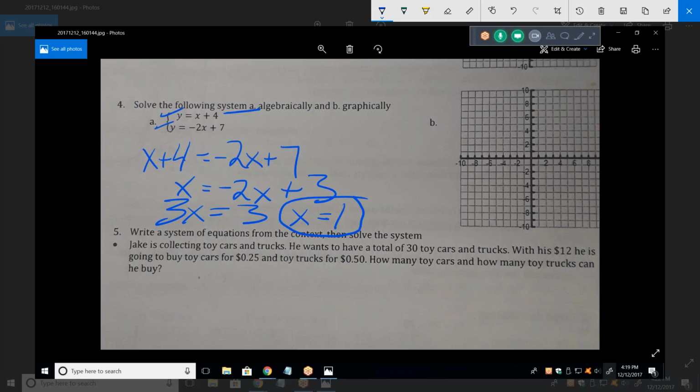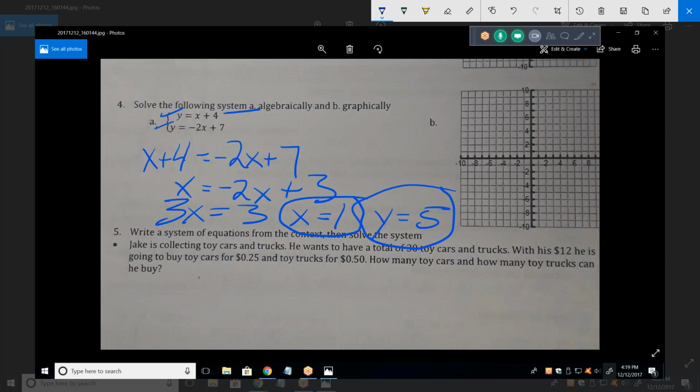Which equation are you going to plug it into? The first one. So it's 1 plus 4. Oh, oops, 5. For some reason, I was thinking it was 3. Okay, so that's the solution.